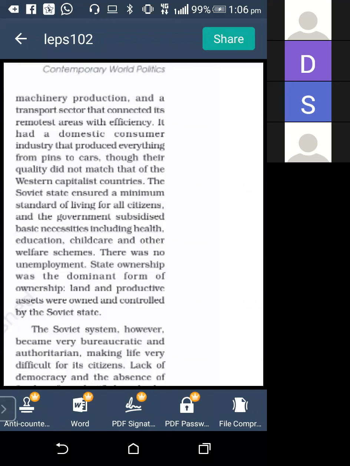And the transport sector was very improved. The remotest areas were connected with each other. It had a domestic consumer industry that produced everything from pins to cars.